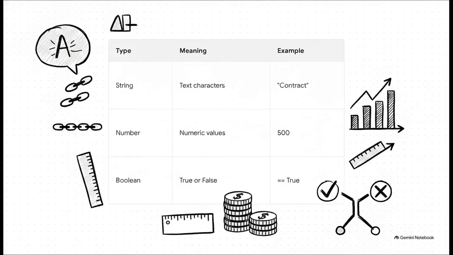First up, we have strings. These are simply text characters like the word contract. Second, we have numbers, literally just numeric values, like 500. And third, Booleans. These operate on strict true or false logic. At the end of the day, everything in a computer's runtime essentially boils down to these fundamental types being processed by the instructions you've written.